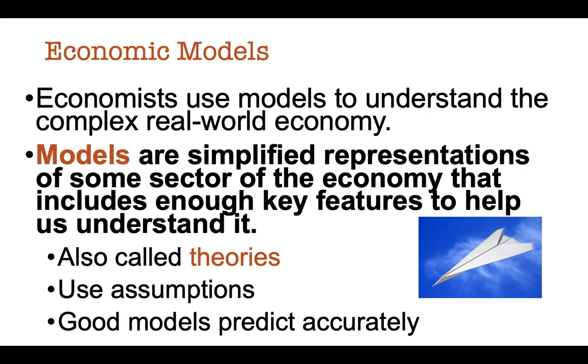All right, so another way that we adjust our experiments is we use something called a model, an economic model. So like I said, the world is our laboratory. The world is a complex place. So economists create simplified versions of reality to help us understand that complex world, take out some of the complexities. So a model, this definition in bold, is a simplified representation of some sector of the economy that includes enough key features to help us understand it. So the best example I can give you of a model is like a map.